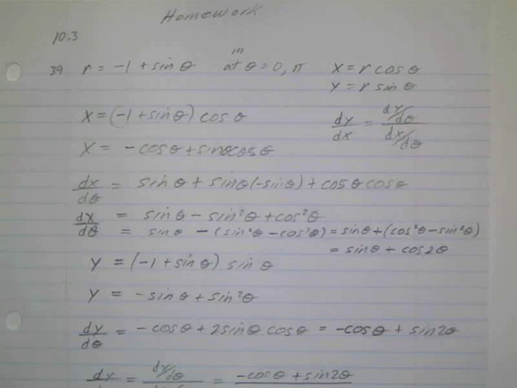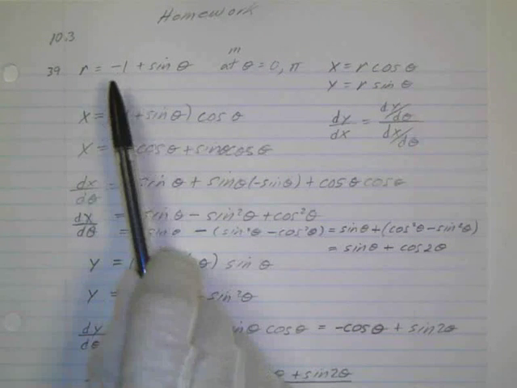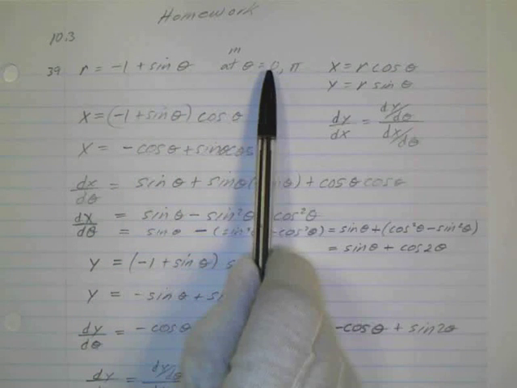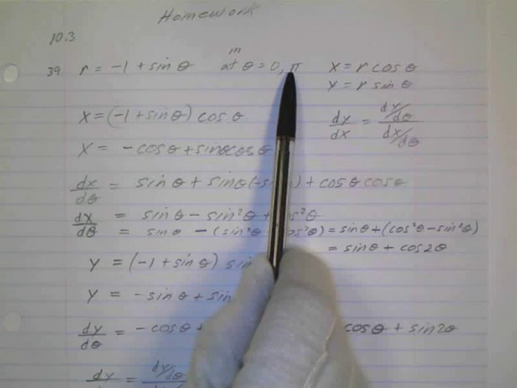This is 39 from section 10.3, and I'm just going off my notes. I didn't really rewrite this, so hopefully you can read it. I think you can. And 39 says, find the slope of the curve at each indicated point. This is the curve, r equals -1 plus the sine of theta, and we want to find the slope at theta equals 0 and at pi.